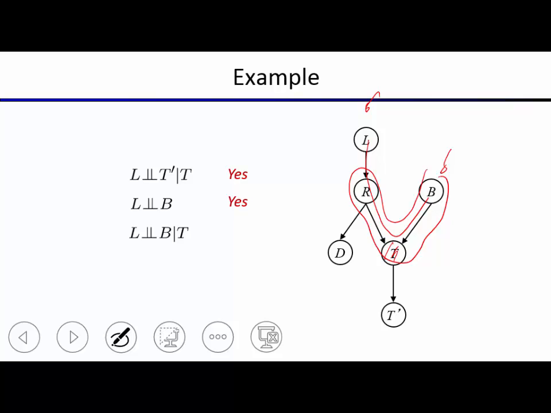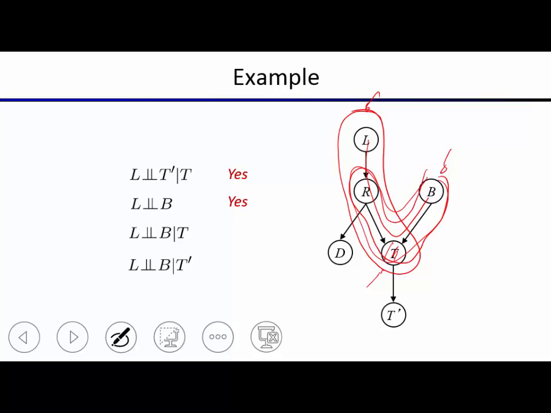How about L and B given T? No. Why? Well, there's still only one path. The first triple along the path, this one here, is active. The second triple, this one here, is a causal chain, middle node, not observed, so also active. Again, it doesn't matter what the outer nodes do to decide whether a triple is active or inactive. So both triples are active, making the path active, and so there could be influence between L and B once T is observed.